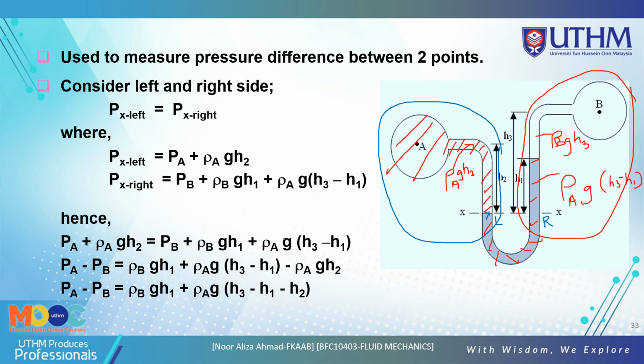So the PA is the same here, maybe it is the same liquid here. So that's why we use the differential manometer, PA minus PB. So PB plus rho g H1 plus PA, because the A is the same liquid, so H3 minus H1 minus H2. Okay, so this is the concept for this differential manometer. This is for this figure.